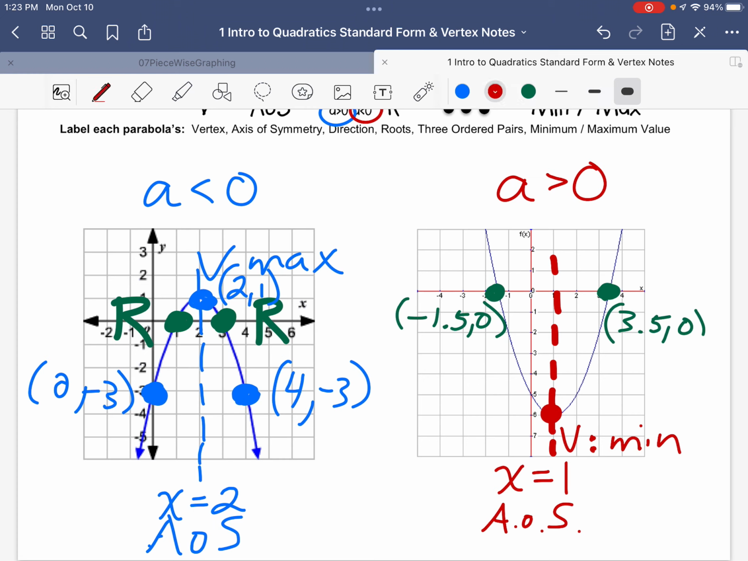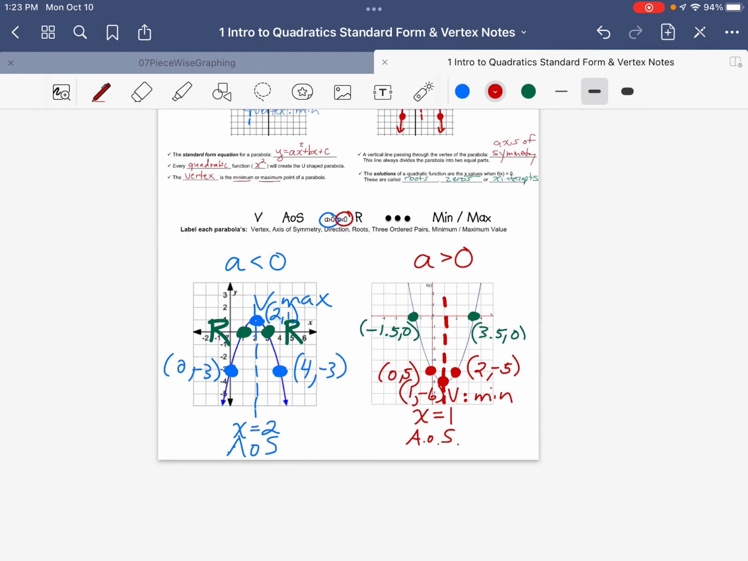And then when it comes to some other ordered pairs, they're all over the place. Here's an ordered pair at 0, 5. And as you might notice, there's always going to be a point that's symmetrical with that. Looks like that one's going to be at 2, 5. Symmetrical just means that the point is exactly on the other side, again, of that axis of symmetry. The vertex could be our third ordered pair if we want to label that as 1, -6.